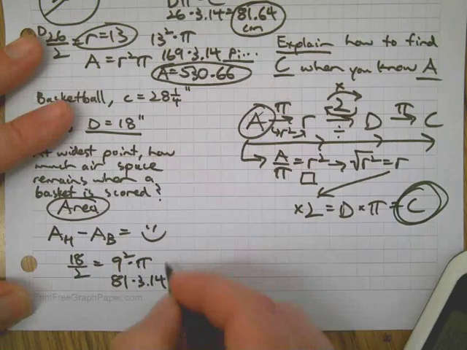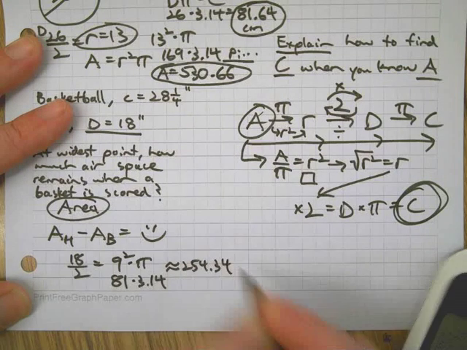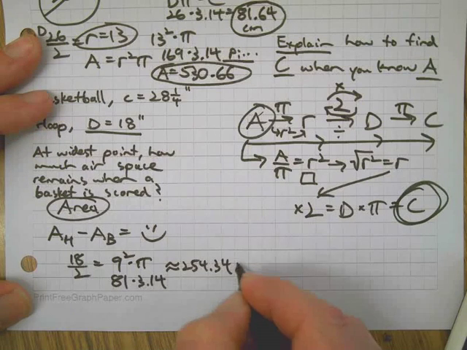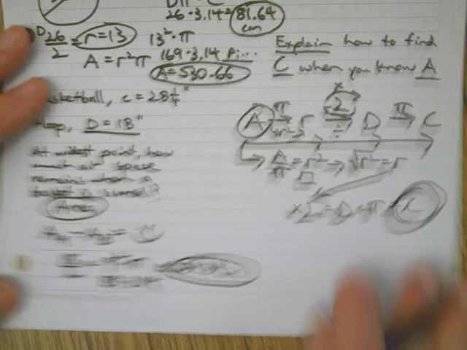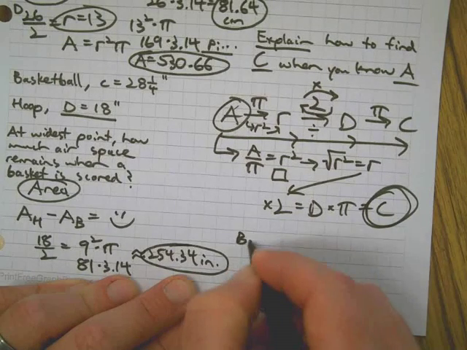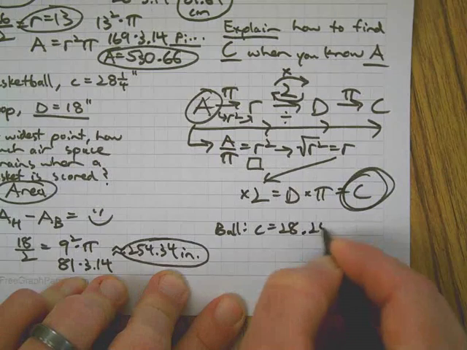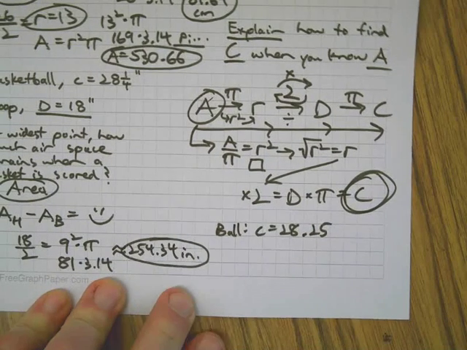81 times that, okay, is about 254. That's the airspace in the form of a circle in inches of the hoop. Okay, the basketball. The ball is, see, it has a circumference of this. I just converted 1/4 to a decimal.